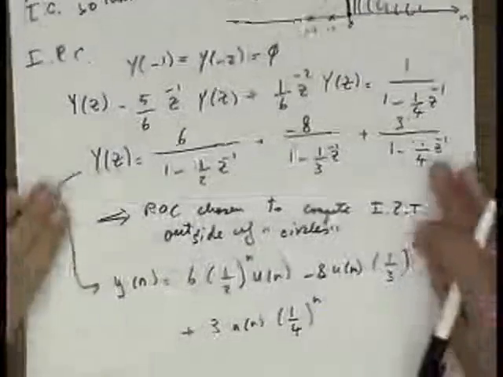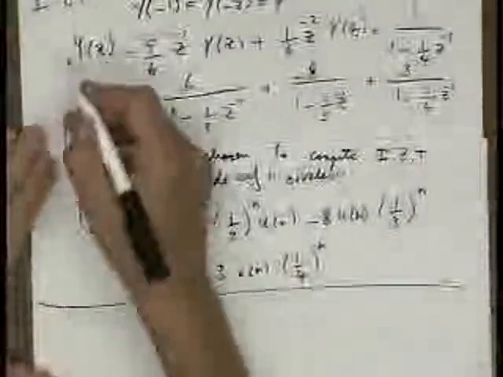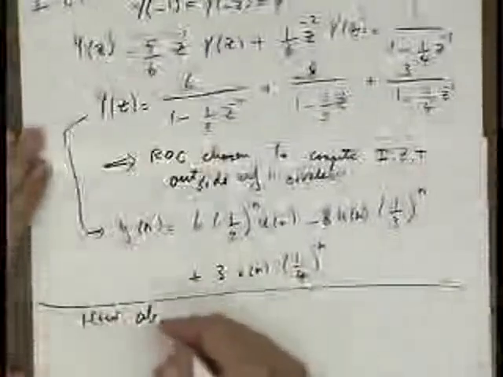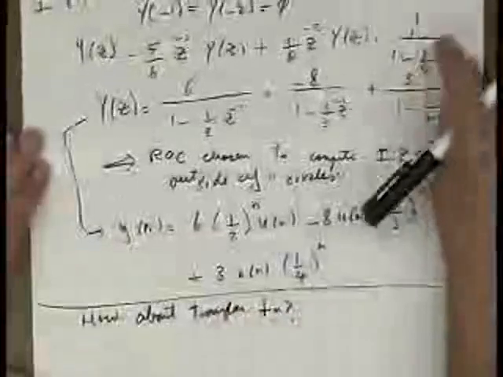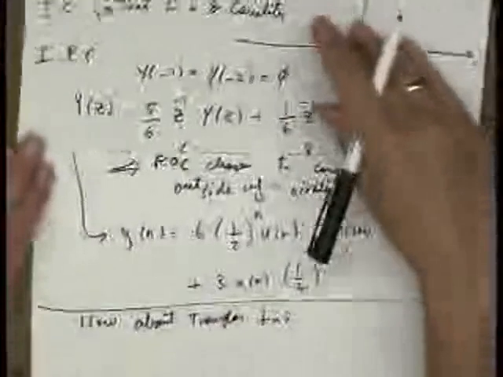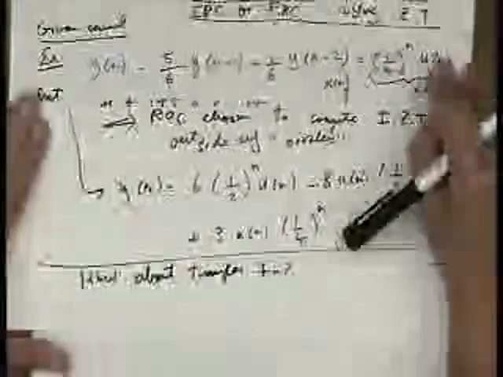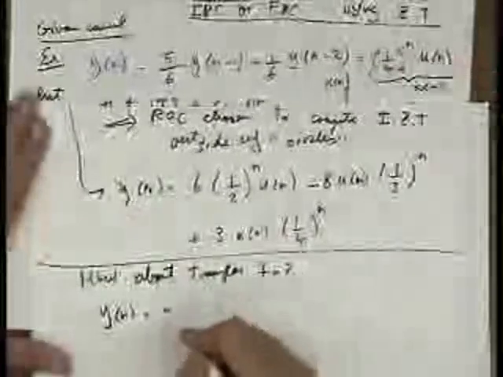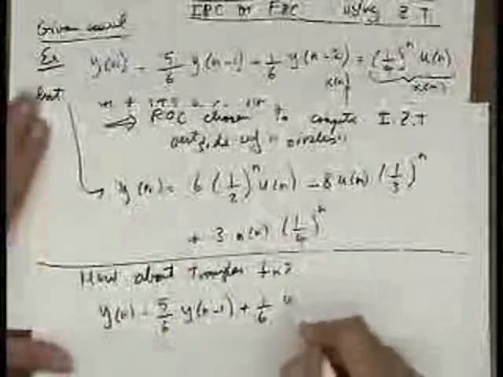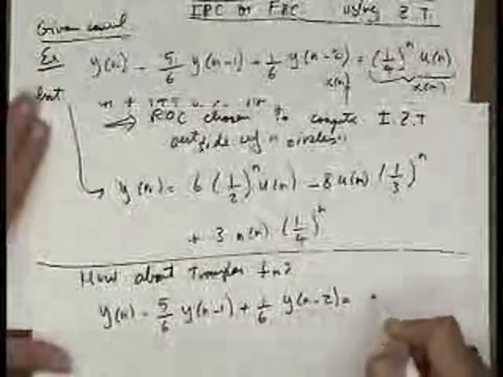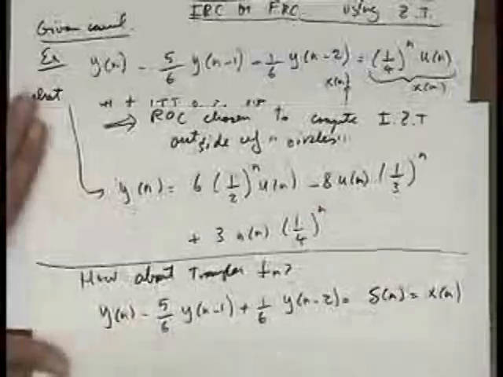And what can I say about the transfer function? Having done that, what can I say about the transfer function of this system? In other words, what if the input wasn't this funny-looking step function? What if it was just a delta? So in other words, I had y[n] minus 5/6 y[n-1] plus 1/6 y[n-2] equals just delta[n]. That's our input. What would h[n] be?